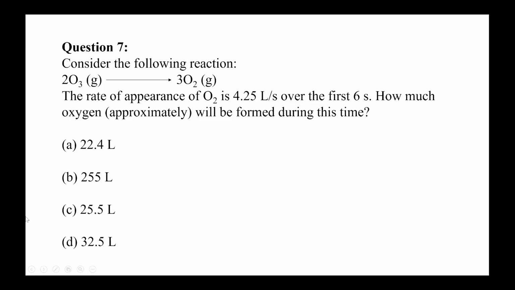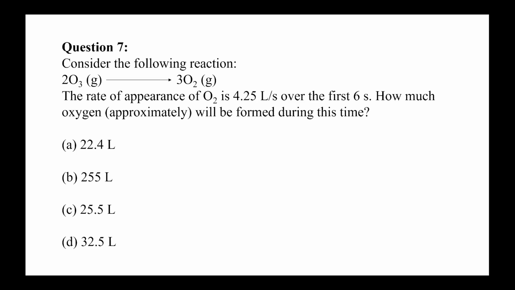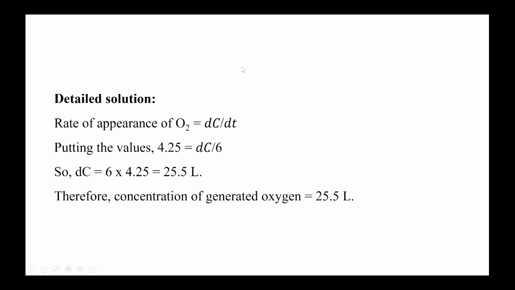The rate, I've told you, is defined as minus dA by dt or dC by dt. If you are talking about product concentration, it would be positive. If you are talking about the reactant concentration, it would be negative. Change in the reactant concentration will go in negative. A change in the product concentration will go in positive. So here we have to solve for how much oxygen will be formed, that is the product concentration. So we will take the positive value.